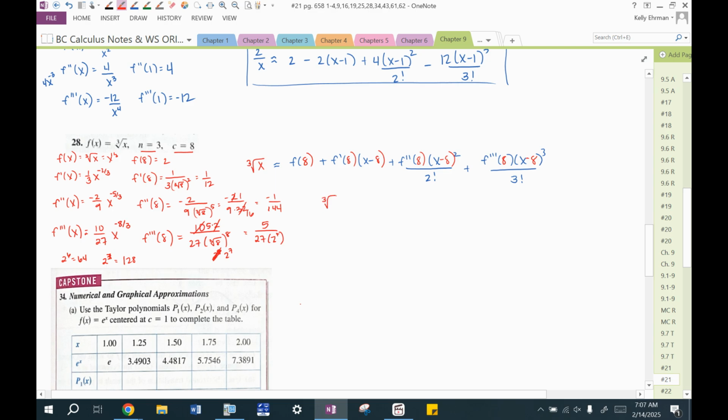So let's look at what this thing is. So cube root of x is about equal to 2 plus 1/12 times x minus 8, or x minus 8 over 12, minus x minus 8 squared over 144 times 2 factorial, plus 5 times x minus 8 cubed over 27 times 2 to the 7th. What did I say that was? 256 times 3 factorial.